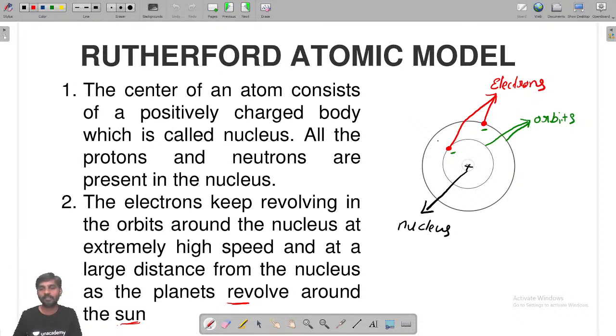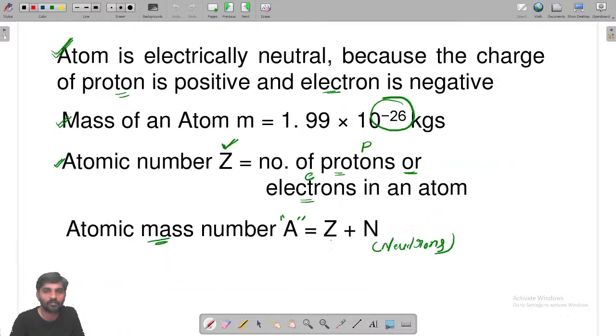atom, which contains both protons and neutrons, and it is called the nucleus. And the electrons will be revolving around the nucleus in circular orbits, circular motion, and we call them orbits. And they will be moving with very high speed. Simply, it is like how the planets are moving around the sun. This is what Rutherford told.